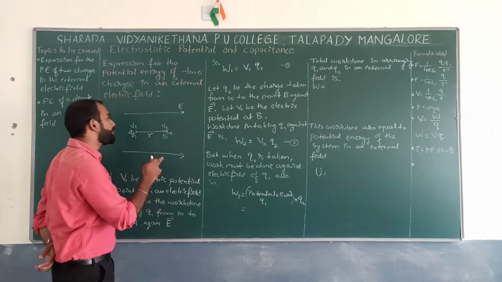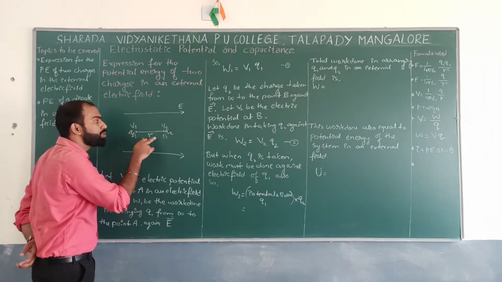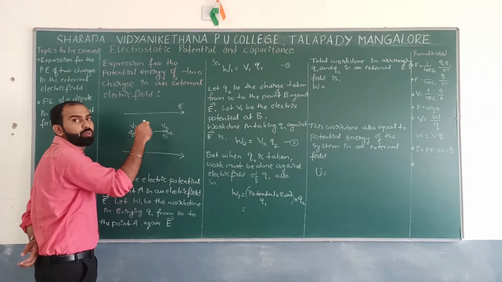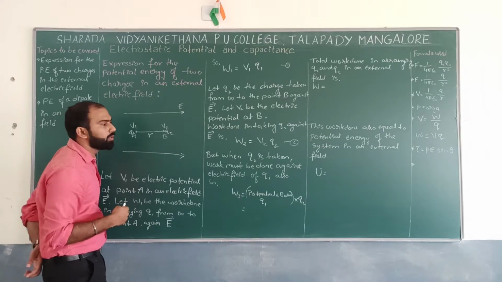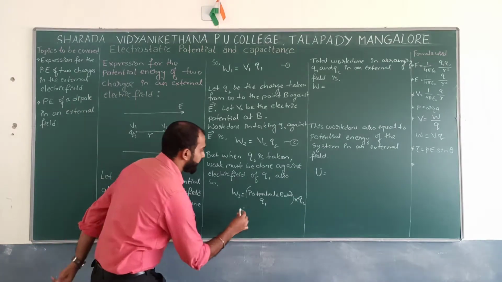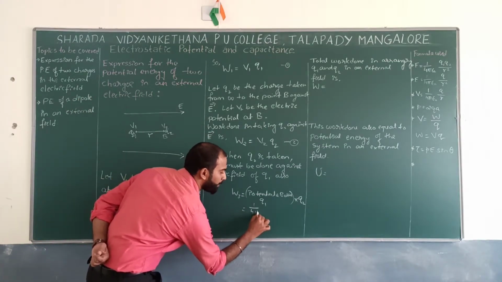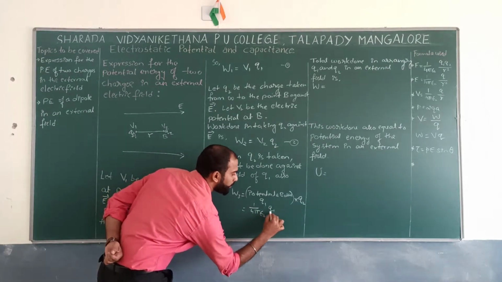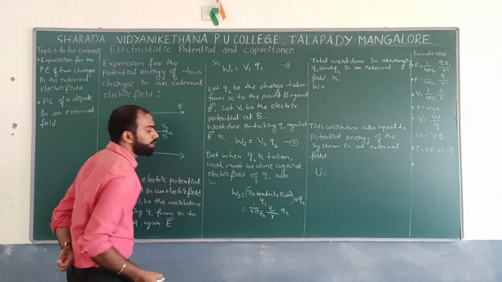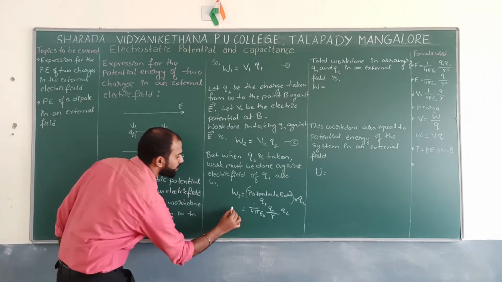Now your Q can be replaced by what? This potential at this particular point is due to which charge? That is nothing but, can I write, 1 by 4 pi epsilon naught Q1 by R into Q2 over here? It is nothing but W3.